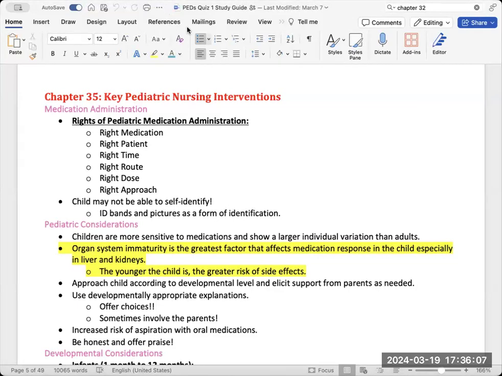Children also are not going to really be able to self-identify. So we want to use ID bands and pictures as a form of identification. Children might not be able to say, I'm Sally Jones and I'm, you know, 4 years old.